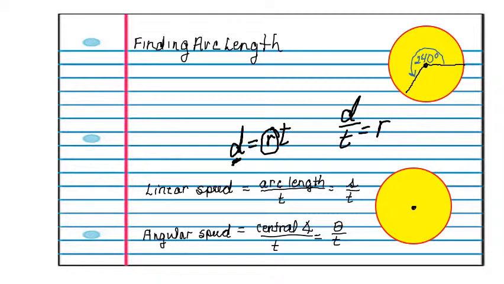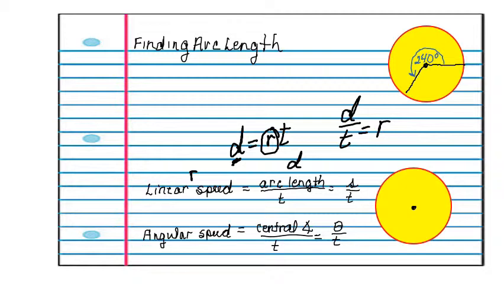So arc length, which is going to be that little s there, arc length, I'm not sure why they use s, but they do, over time. So that's pretty much what you've got going on here. That linear speed would be the r, arc length would be the distance, and of course t would be the time.